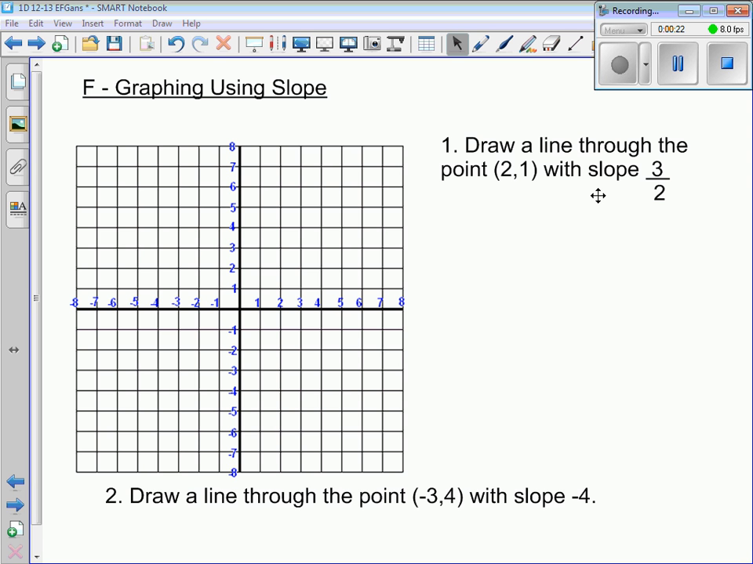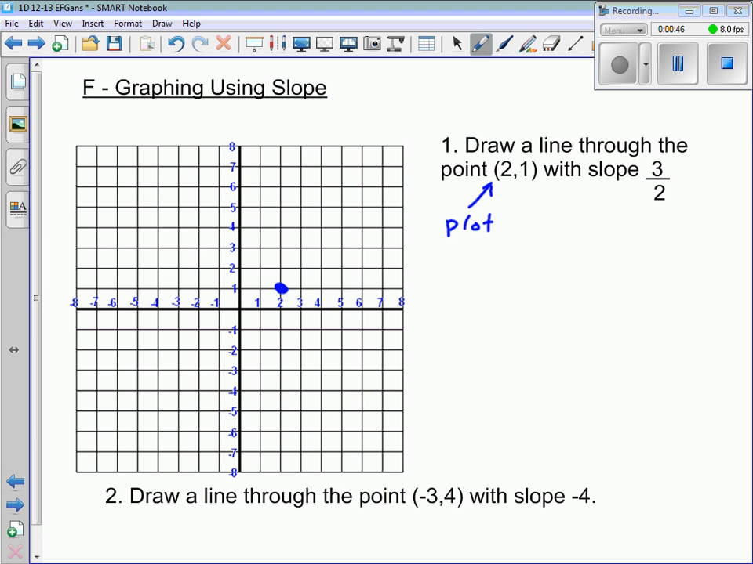The easiest thing to do first is plot the point that they give us, (2, 1). So they give us a point, let's plot it on the graph. Our x is 2, our y is 1, so we plot that point right there like that. So we've got one point that is definitely on our line. Now, how can we find some other points that are going to be on this line?